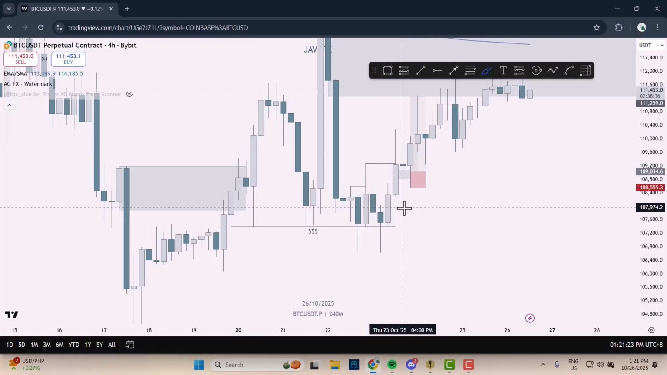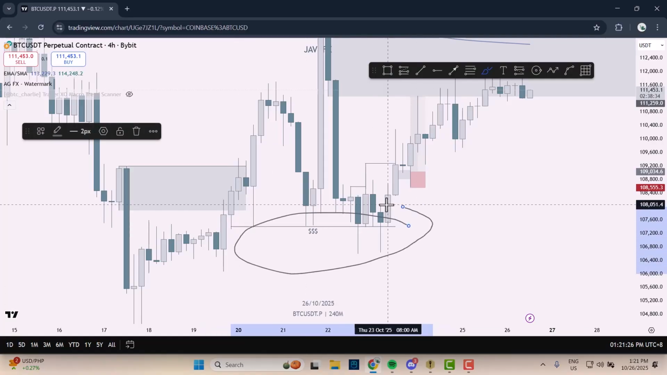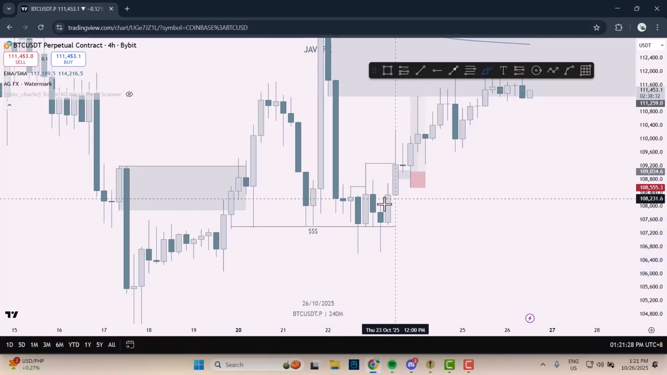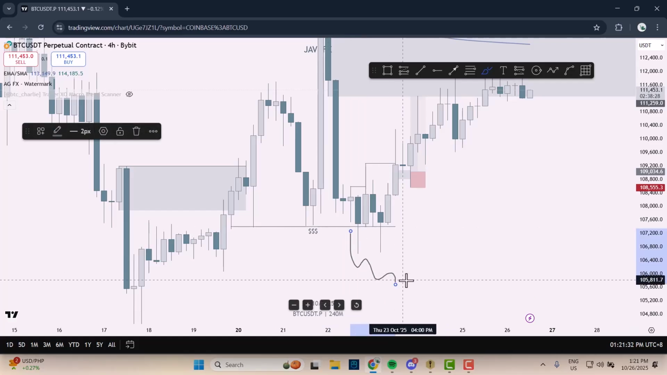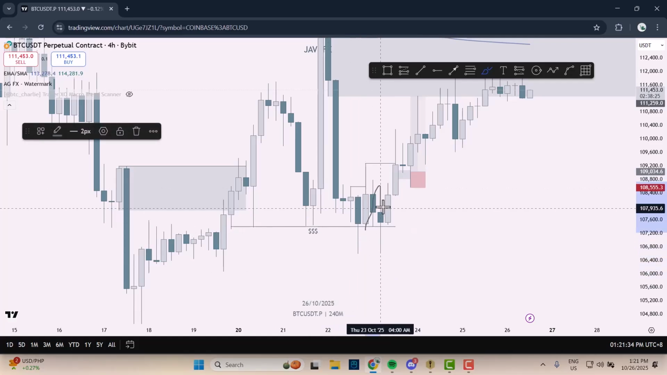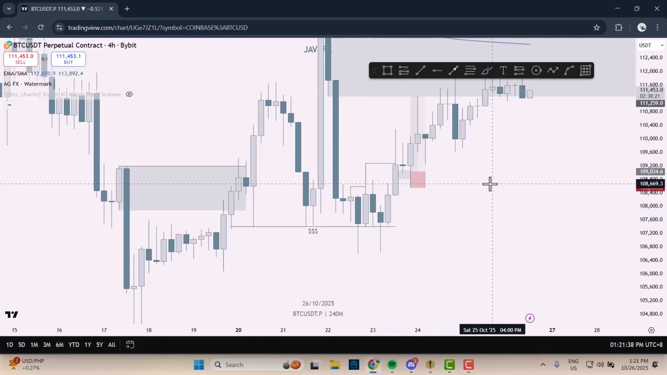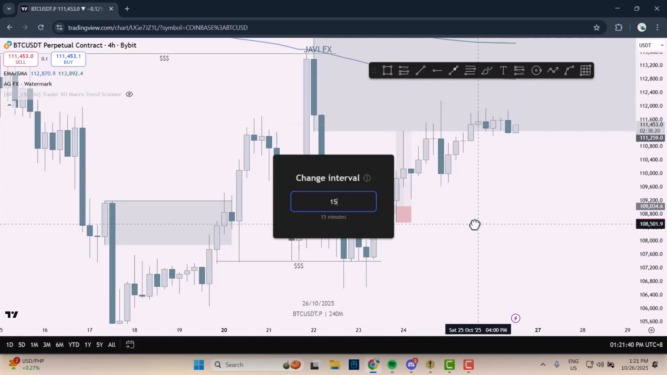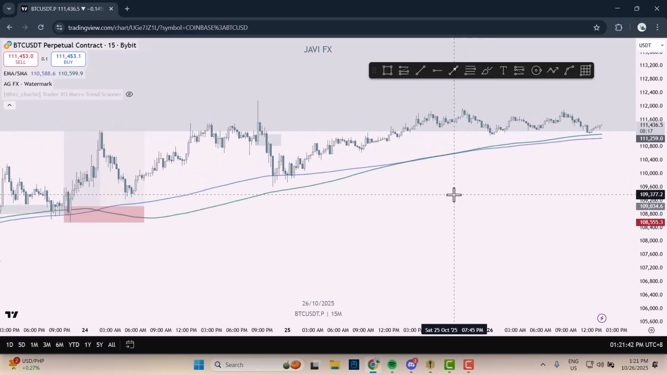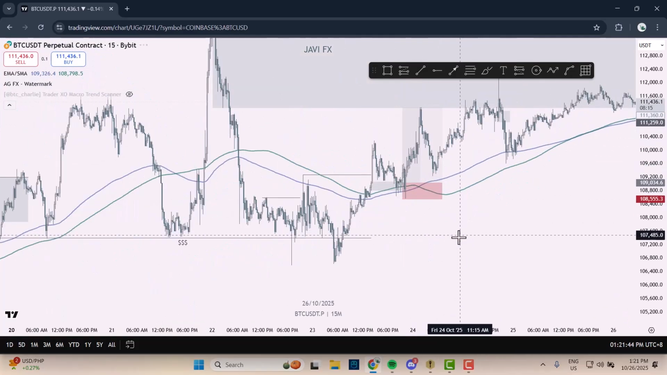So what I saw, we are unable to close below. We are unable to push price lower. And we saw price sort of pushing up. I immediately went down to the lower time frames. There we go. Bingo.